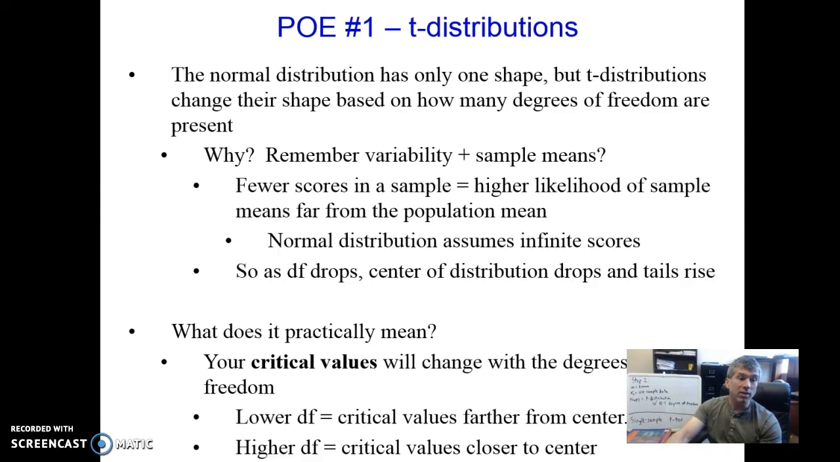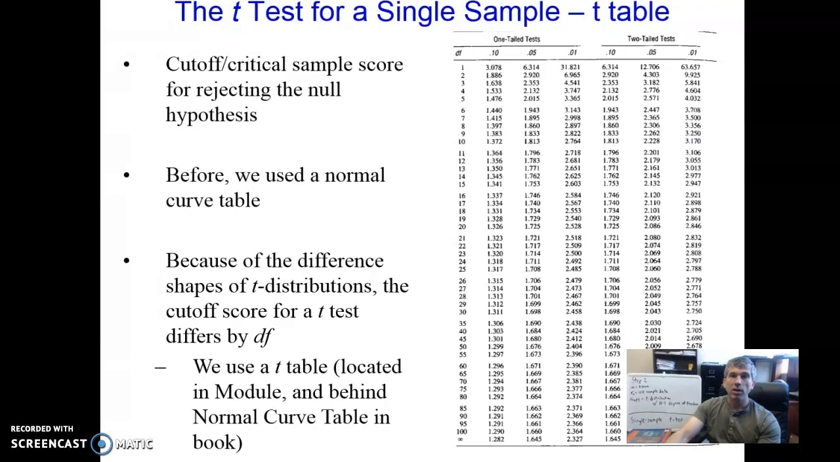So the effectiveness here is mostly for smaller sample sizes, because with a big enough sample size, the two distributions become one and the same, the normal and the t. So how do we find those critical scores on a t-distribution? We can use what's called a t-table.